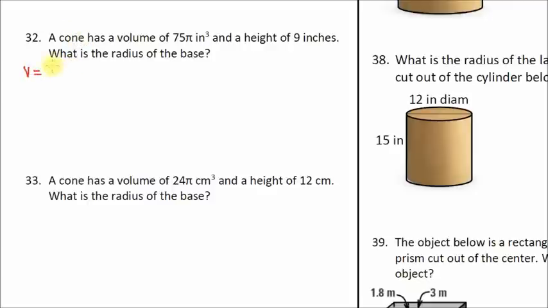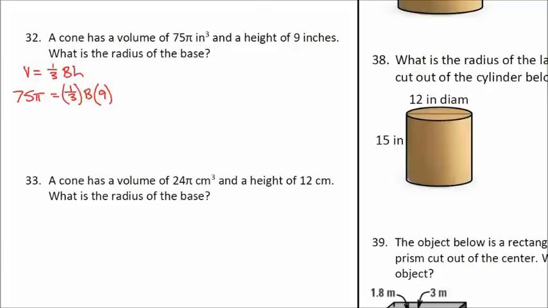And a cone is 1/3 times the base area times the height. So they give us the volume is 75 pi, and that's equal to 1/3, I'm going to put that in parentheses, times the base area times the height, which they tell us is 9. Now all we have to do, class, is get base area. We got to get the base area by itself first, and then from there we can find the radius.